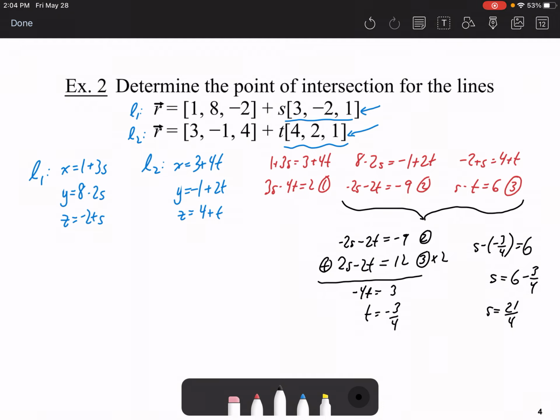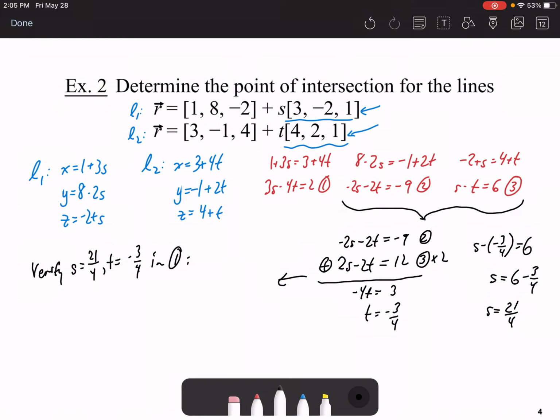So if, again, there's a point of intersection, then it also fits for equation 1. So we should verify s equal to 21/4 and t equal to -3/4 in equation 1. And if we find one, then we can substitute s or t back into our original equations for line 1 or line 2 and actually solve for the point.